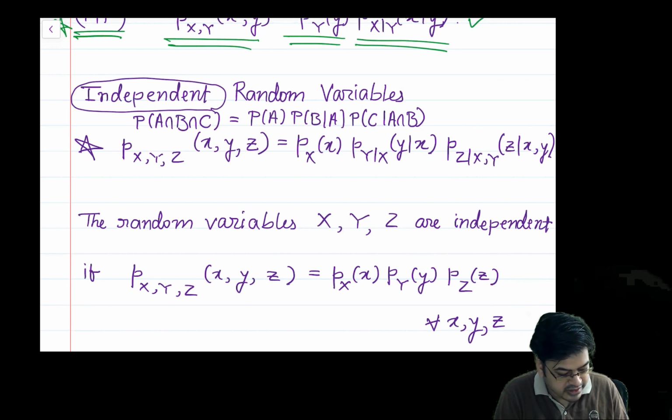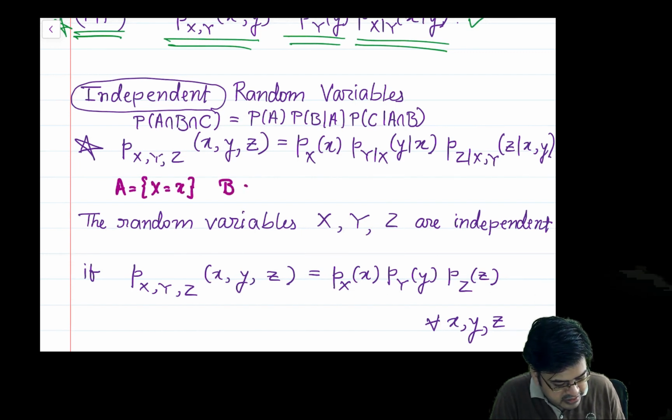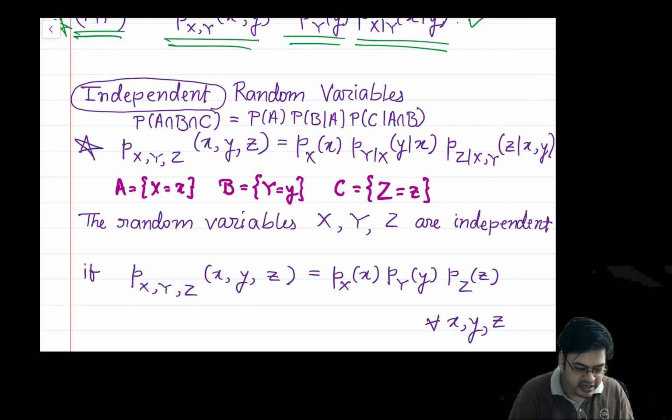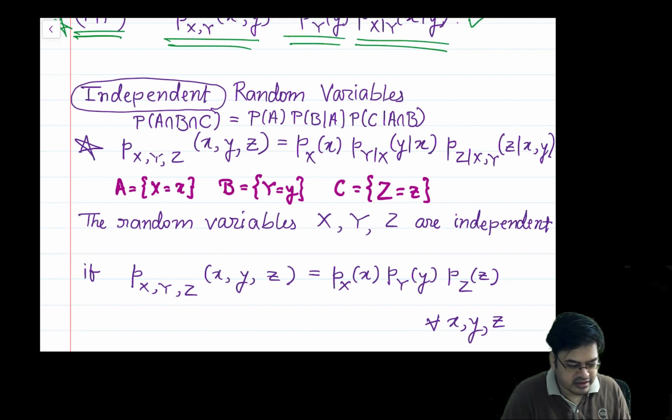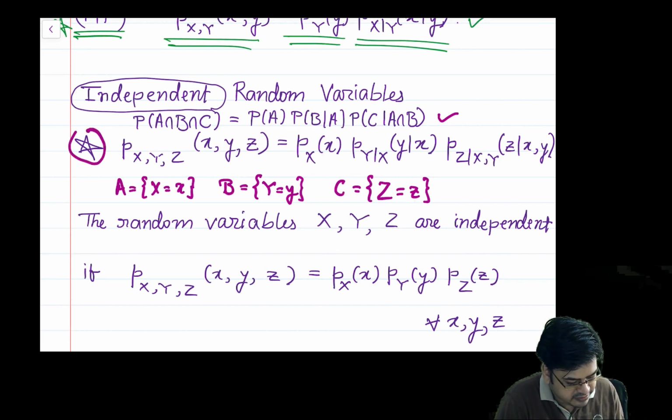If you analyze our notion of independence over here, the event A is referred to as capital X is equal to small x, the event B is referred to as capital Y is equal to small y, and event C is referred to as capital Z is equal to small z. If you use this terminology for A intersection B intersection C and write this formula, then you will exactly get this formulation, which is starred.